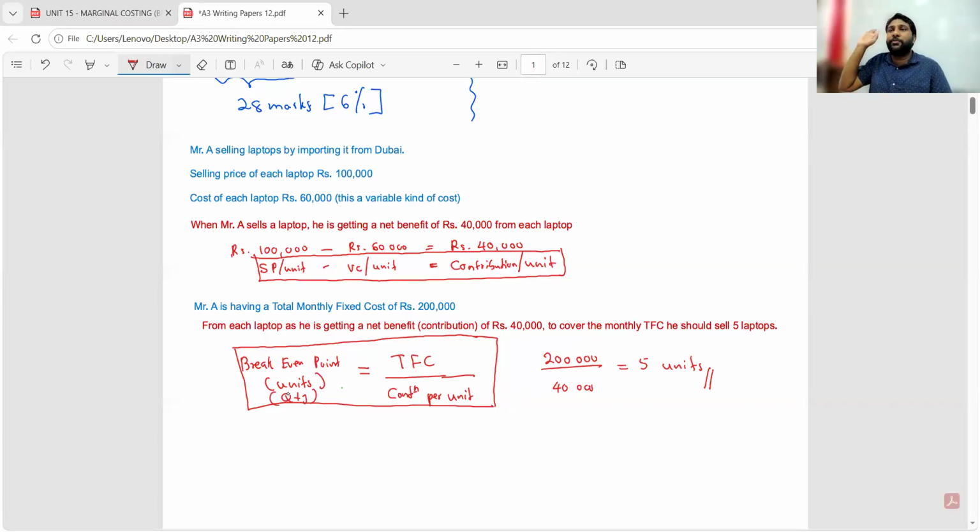Fine. So 2 learnings we got, people. Tell me the first learning, how to find the contribution per unit. Selling price per unit minus the variable cost per unit. What is the second learning that we got, people? How to find the break-even point units or the quantity. How to find it, people? Total fixed cost divided by the contribution per unit.